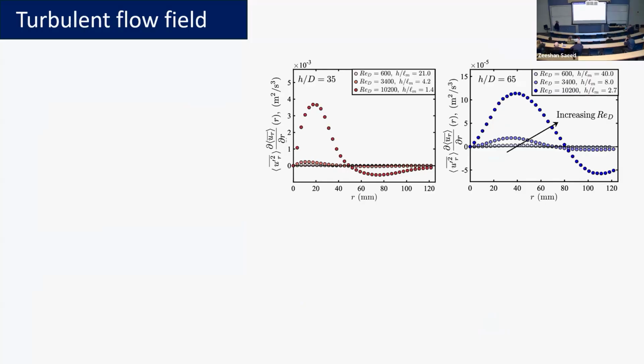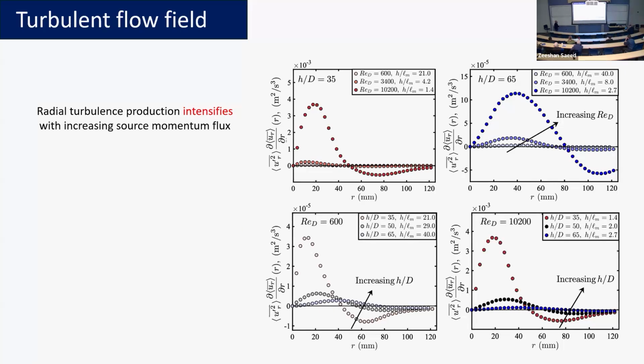What I also have over here is the turbulence production term. Radial turbulence production intensifies if I'm increasing the source momentum flux. That is, if I'm maintaining the free surface at a fixed height, but increasing the source velocity of the jet, making things more vigorous. And you can see that this pattern enhances. What I can also see is that with increasing height, the production goes down, but it's also moving farther outward. So this is again reinforcing my earlier conclusions that the radial scales are increasing as I'm moving farther and farther away from the source.